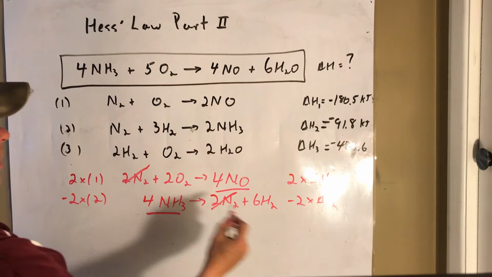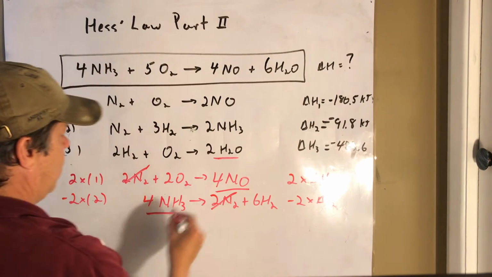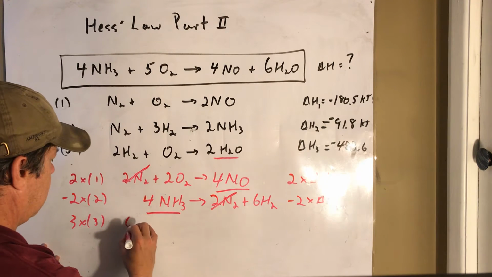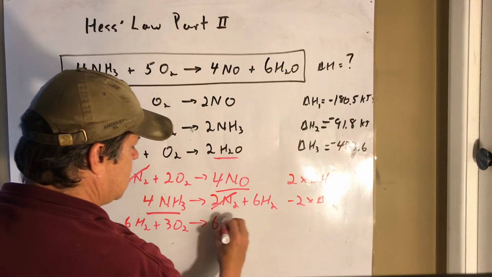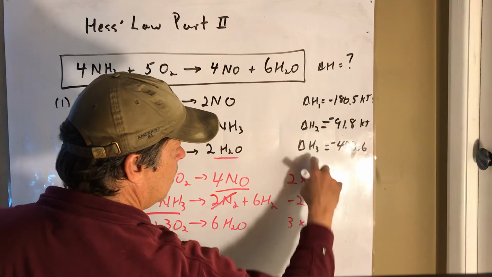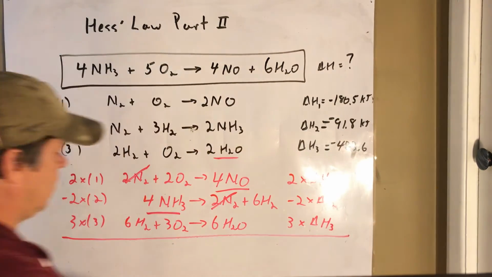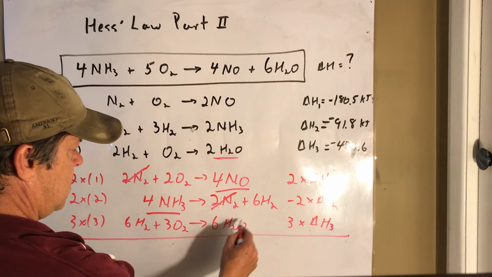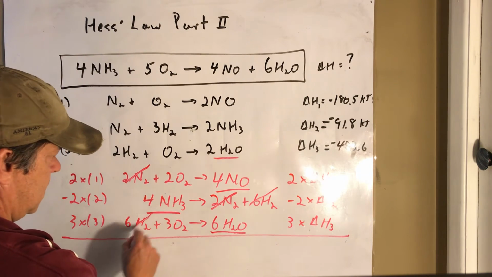All right, reaction 3. We're looking at those H2Os. We want 6 of them. Let's multiply this by 3. So we're going to take 3 times reaction 3. So we get 6 H2s plus 3 O2s yields 6 H2O. We're going to take 3 times this delta H. All right, if we add those up, that should give us that. And let's see, there's 6 H2Os, so this is good. Look at these 6 H2s. They cancel out with these.